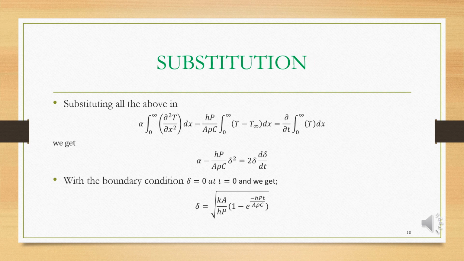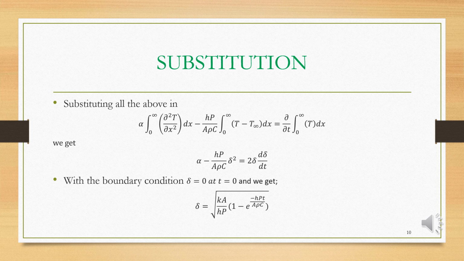Now after evaluating all the integrals above, we substitute them back into the integral form heat equation, and we get an expression for lambda in terms of the physical constants. But recall the initial condition is lambda is equal to 0 at t equal to 0. We go ahead and solve using that condition.